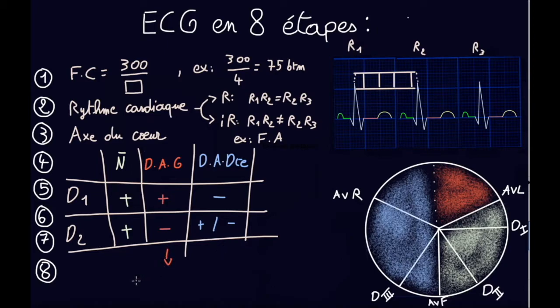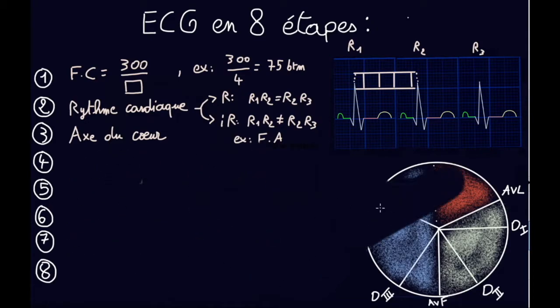An example of left axis deviation is left ventricular hypertrophy. An example of right axis deviation is left anterior fascicular block or right ventricular hypertrophy.